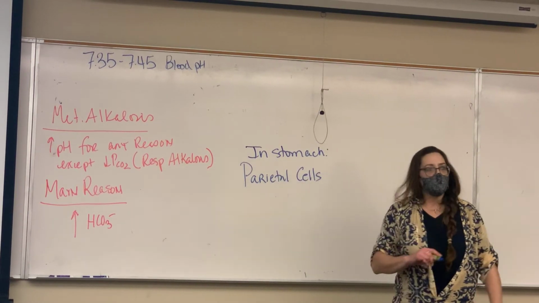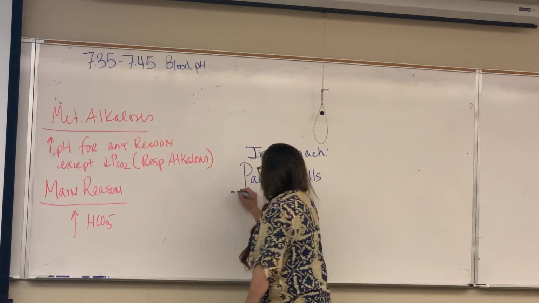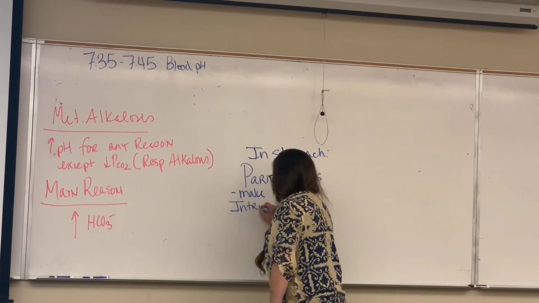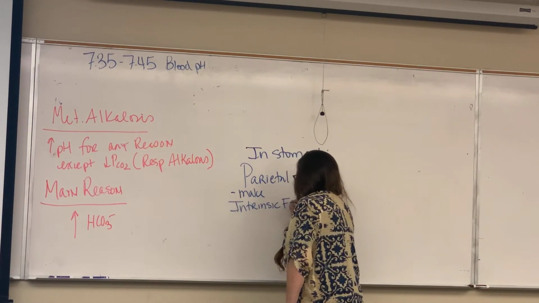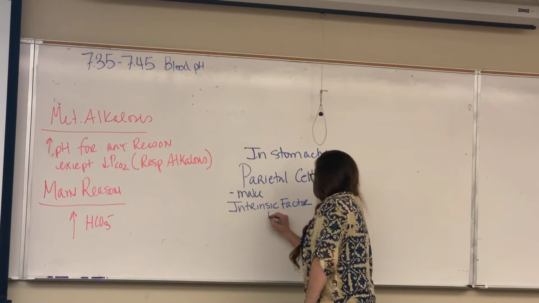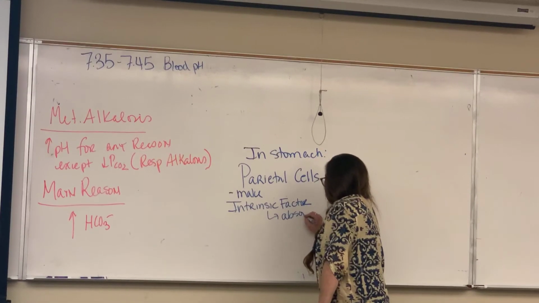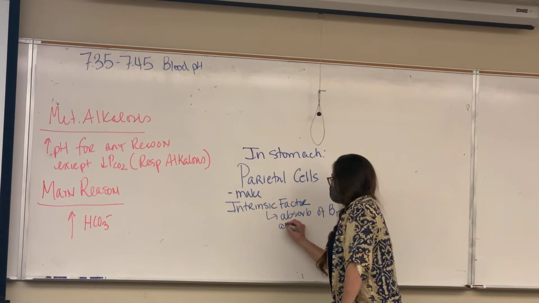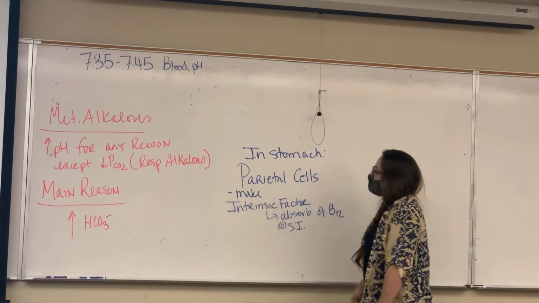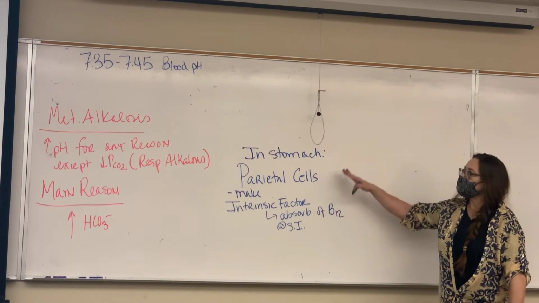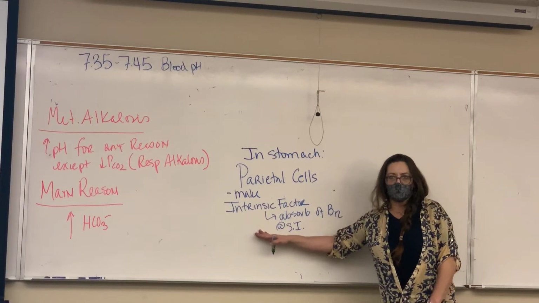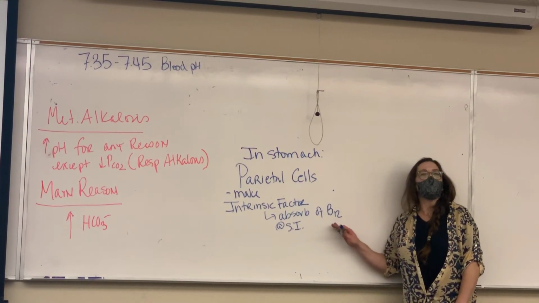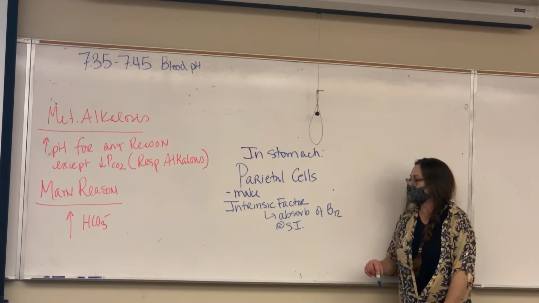And parietal cells do a couple things. One, they make what's called intrinsic factor. An intrinsic factor is critical for absorption of B12 at the small intestine. So people that have damage to their parietal cells in the stomach don't make enough of this intrinsic factor, and then they end up not being able to absorb enough B12 from their foods at the small intestine.